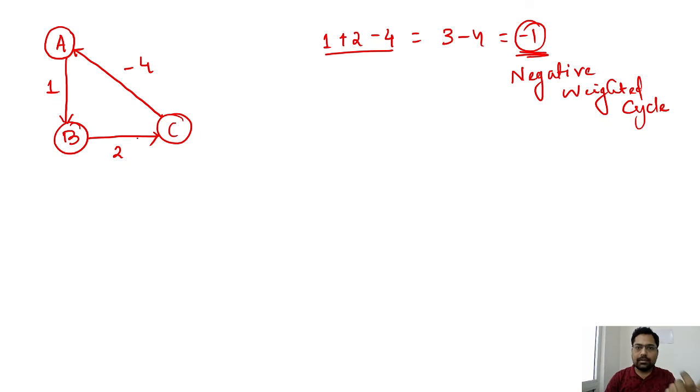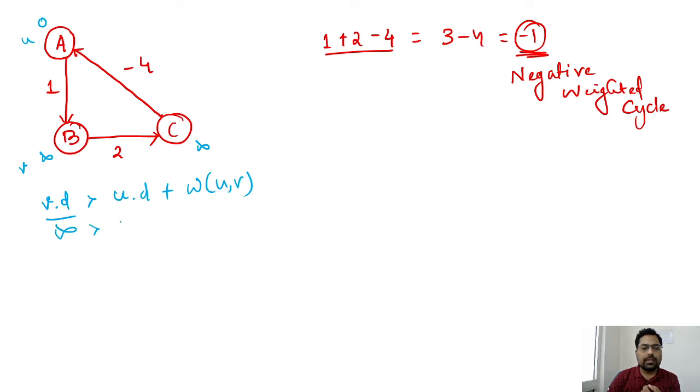So the negative weight cycle check will be running for how many times? There are 3 vertices, 1, 2, 3. So we need to run for 3 minus 1, which is 2 times. For the first time, you should say it's 0. I'm just changing the color. I'm running for the first time, 0. It's infinity now. So whenever we check, this is u, this is v. So v of d, whether it is greater than u of d plus w of u comma v. Here it was previously infinity. It was 0 plus 1. So 1 is definitely less than infinity. So we'll be updating this as 1 now.